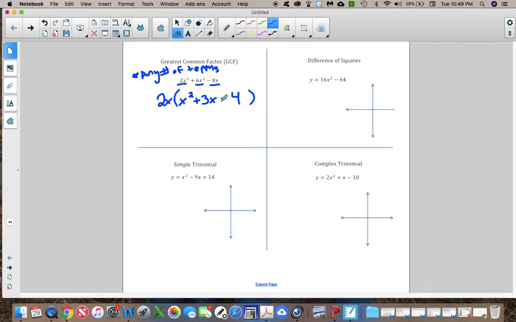Okay, we'll probably come back to this problem here at the end because you might notice that this guy is a simple trinomial. We'll do simple trinomial first and then we'll come back to this guy.